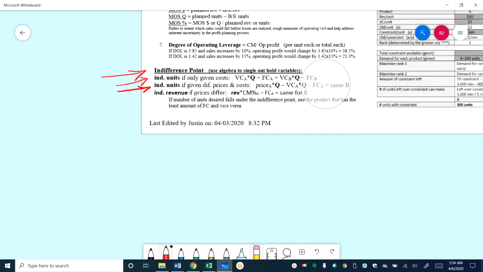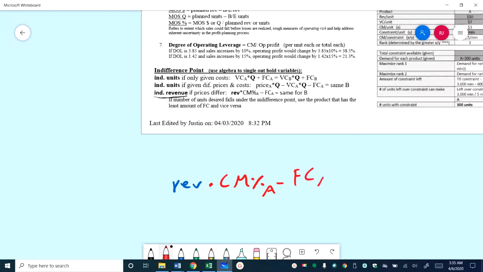Now, both of those were for indifference points in units. Now, they may ask you the indifference revenue. So in other words, at what revenue does it not matter? So if people are offering you money for these pages, at what revenue does it not matter which printer you use? In this case, you would solve for revenue. So revenue times contribution margin percent of A minus fixed cost of A equals the same for B, and then eventually you'll just get revenue equals so-and-so.